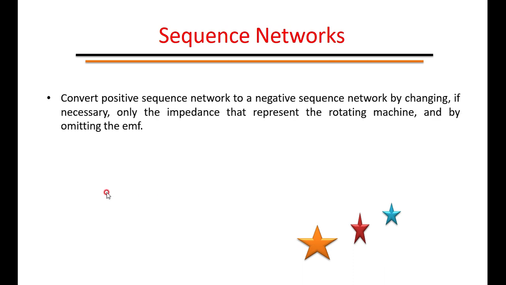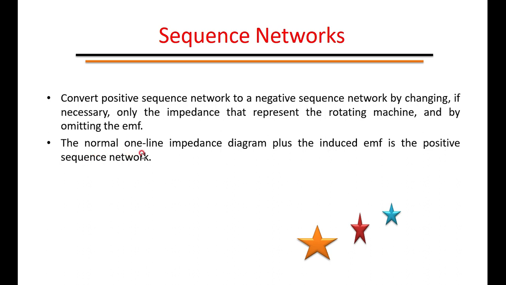Continuing, to draw these sequence networks, convert the positive sequence network to a negative sequence network by changing, if necessary, only the impedance that represents the rotating machine and omitting the EMF. That is, we know that in the case of the positive sequence network, we have a source with its positive sequence reactance. However, in the case of the negative sequence diagram, you have to omit the source and it is represented by its negative sequence reactance.